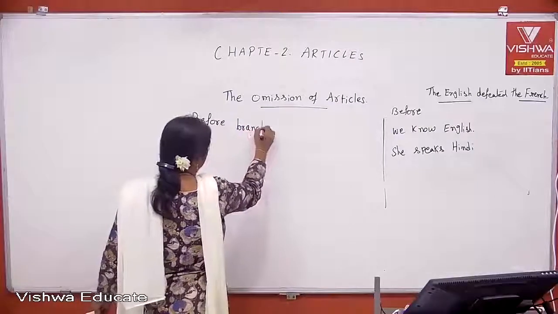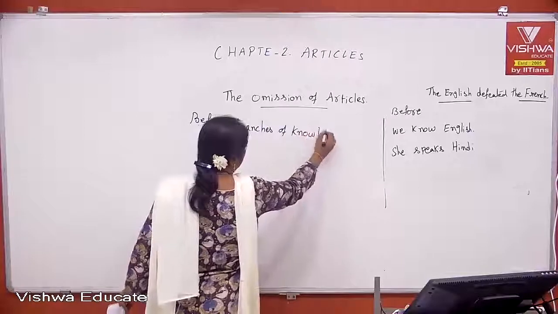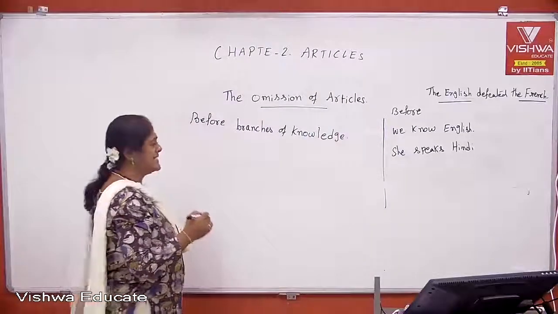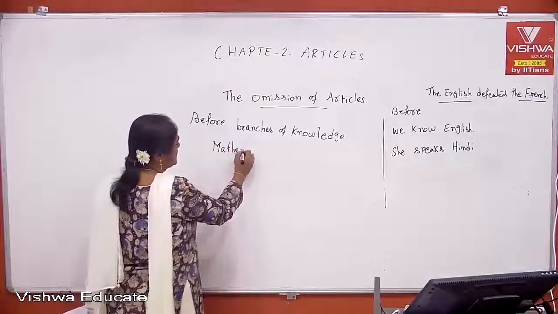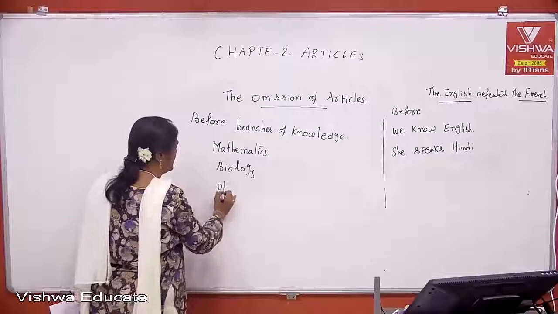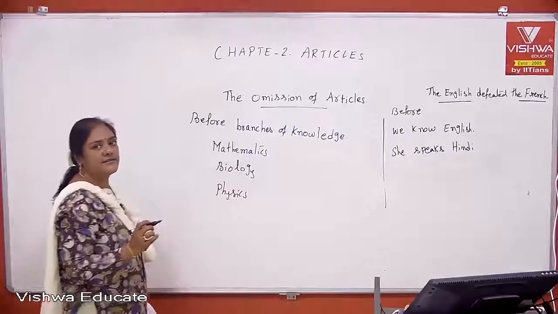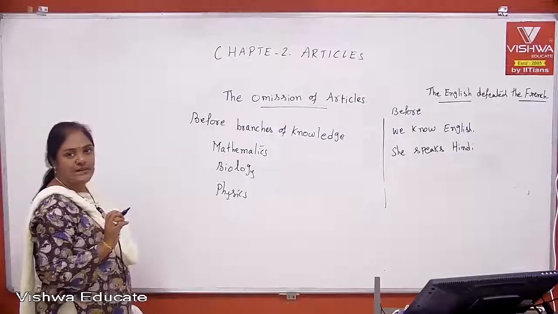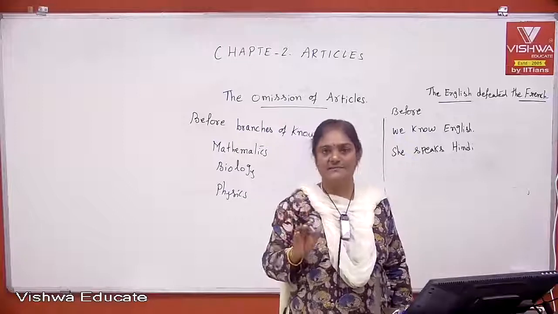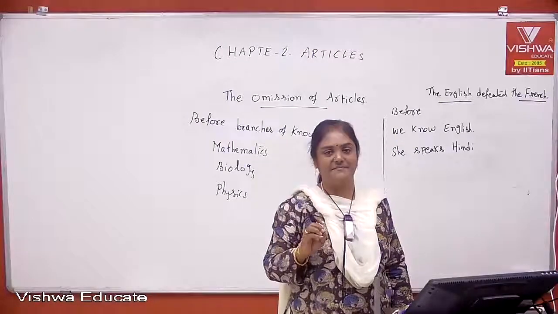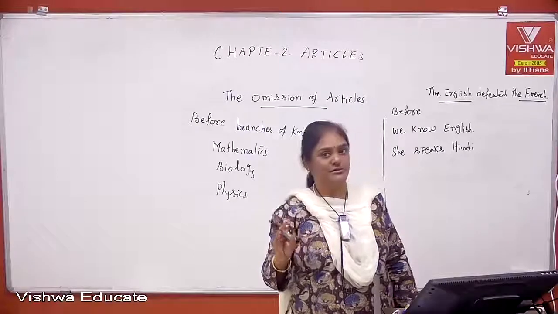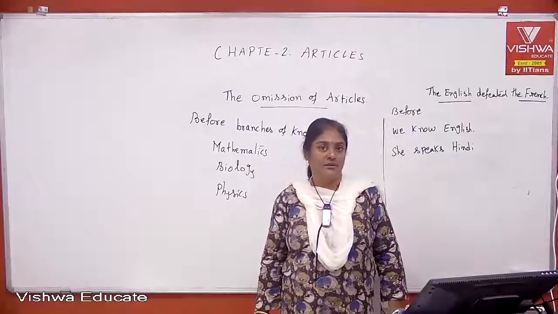Yes. Then, we don't use articles before branches of knowledge. Example, if you're talking about mathematics, if you're talking about biology, if you're talking about physics, don't use articles before them. Okay? Don't use articles before them. Okay, my dears? So these are a few important concepts which you have learned. We have learned where articles are used. We have learned where articles are not used. Okay? Good.